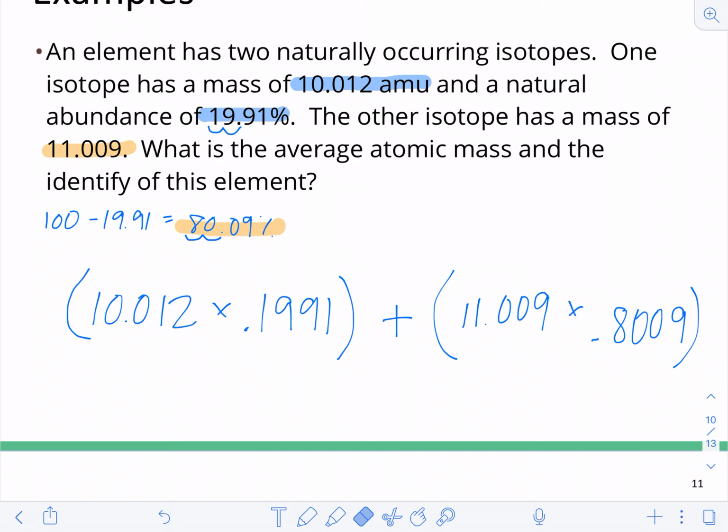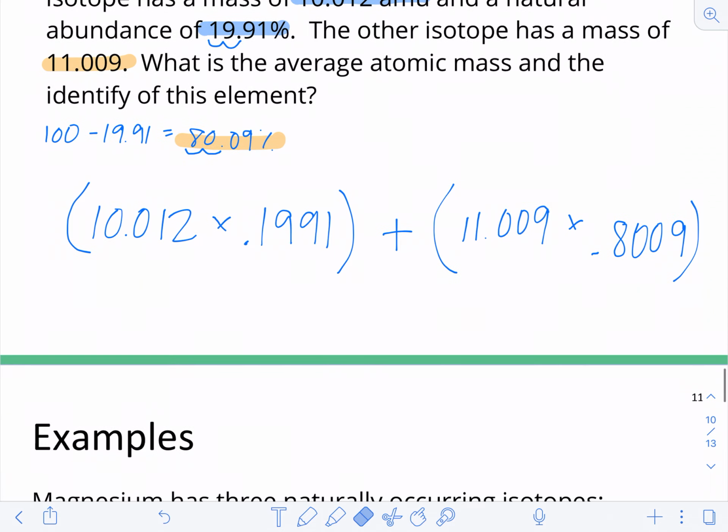So I'm going to type in parenthesis 10.012 times 0.1991, close my parenthesis, plus, start a new parenthesis, 11.009 times 0.8009, close my parenthesis, and then I get a super long number. The number I get is 10.8104, and a bunch of other numbers. The rule of thumb is we're not really going to worry about sig figs when we do average atomic mass calculations. Just take your final number and round it to 2 decimal places.